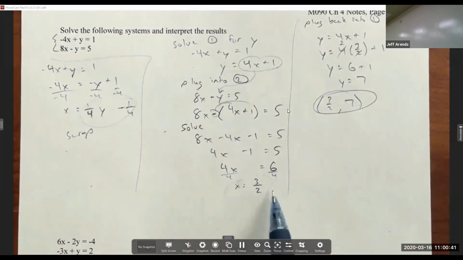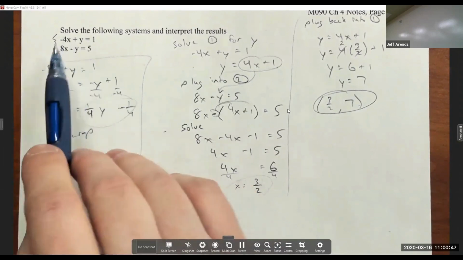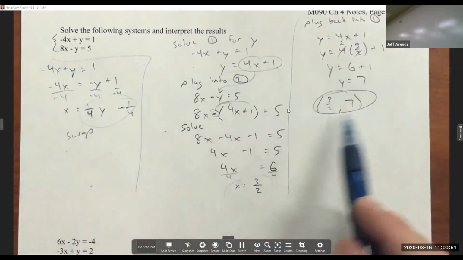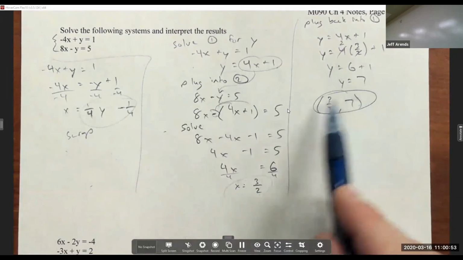That tells us one of the two coordinates of our solution. Once we have one of the two coordinates, we can plug that value into either of the equations, and it tells us the other coordinate. Therefore, we have both coordinates to our point.